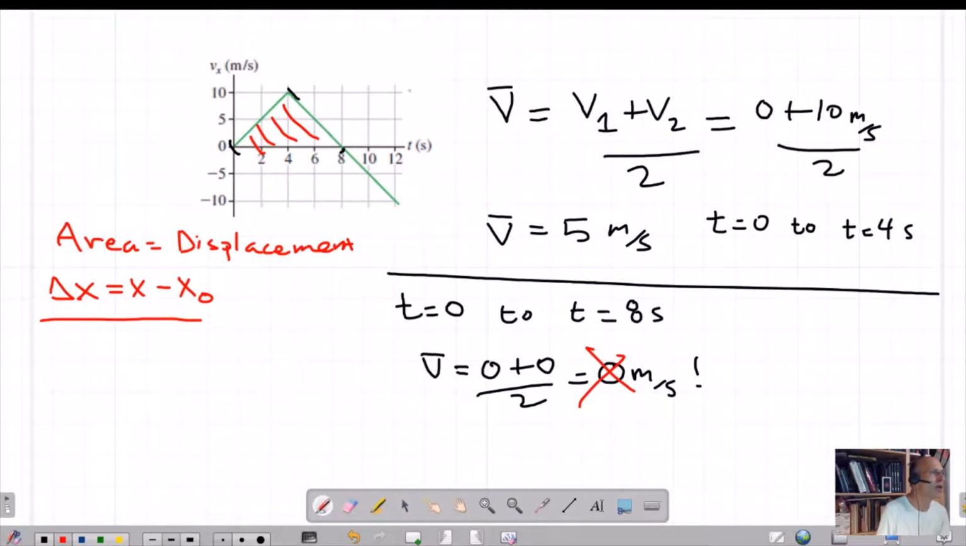Why does that not work? Because this method works when there's a constant acceleration, and it has to be a single constant acceleration. In this case, there's a positive acceleration here. The slope of the VT graph is the acceleration. And then there's a negative acceleration there where there's a negative slope. So down here does not work.